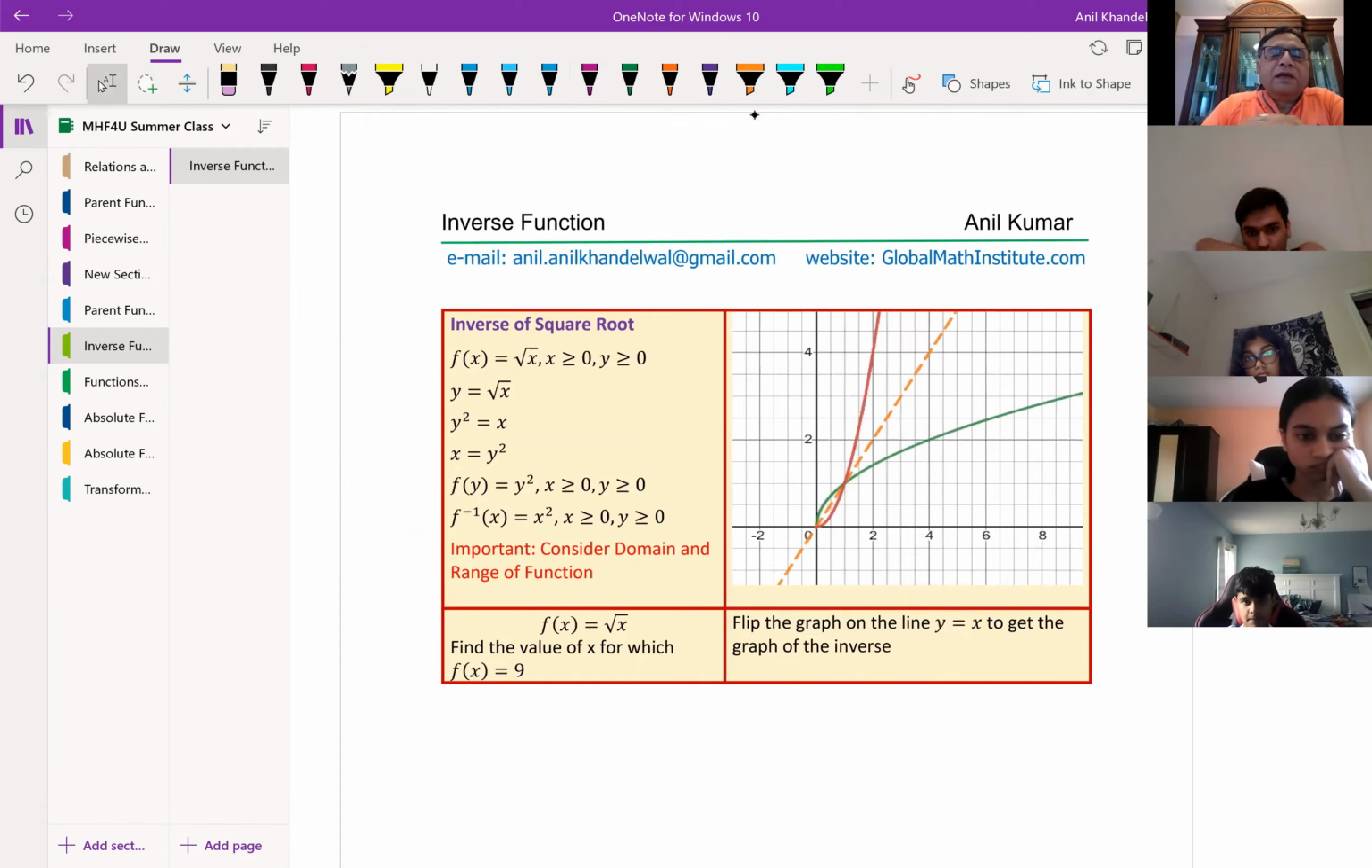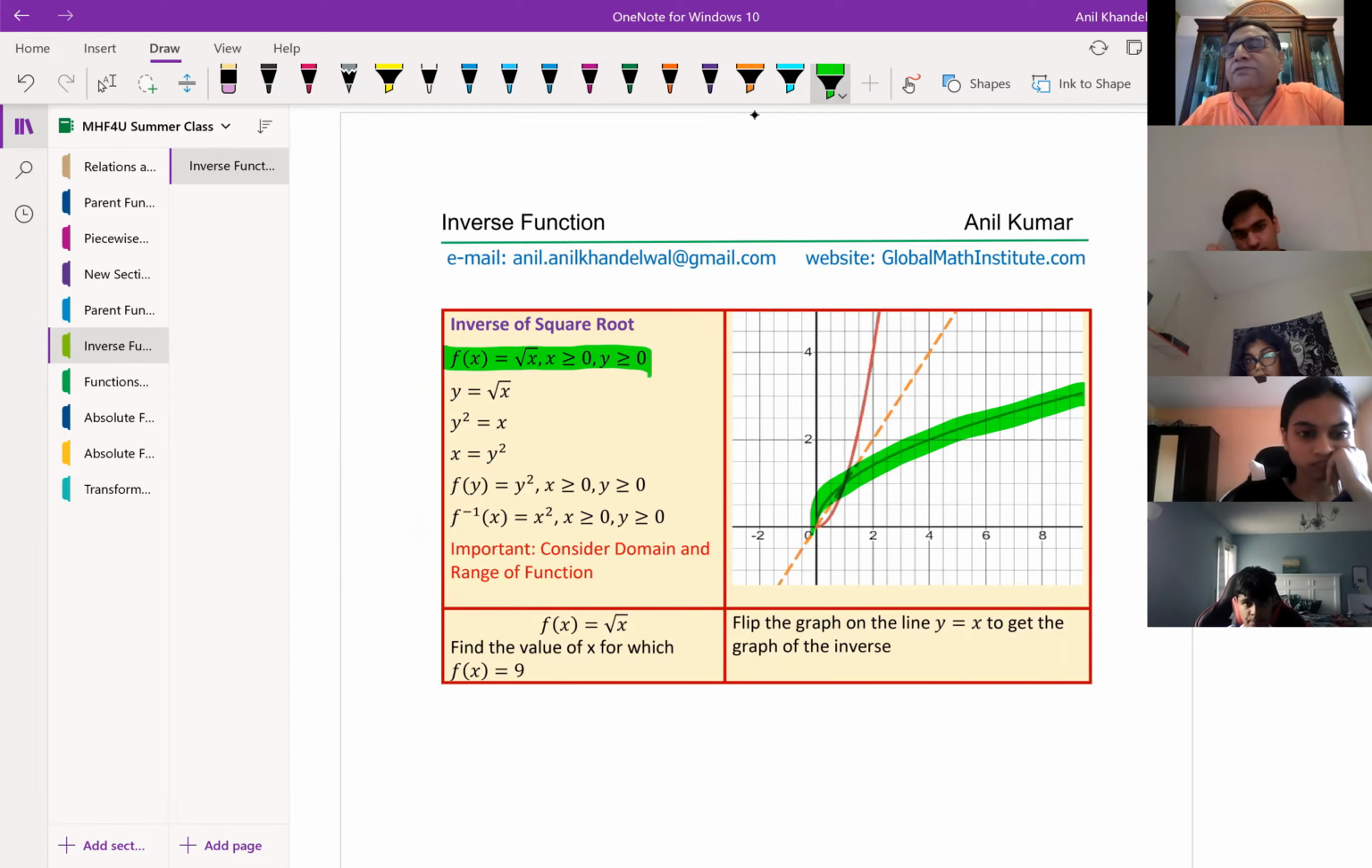First question is, f of x is equal to square root of x. So we have the square root function, which is shown to us in this green graph. And as you can see, x value is greater than 0, y value is greater than 0. We know this, right? Now, how do we sketch the inverse of this function?